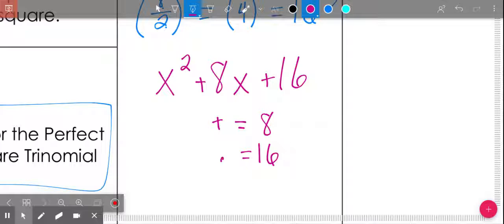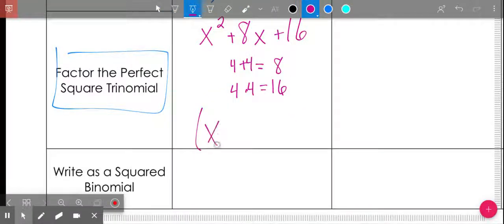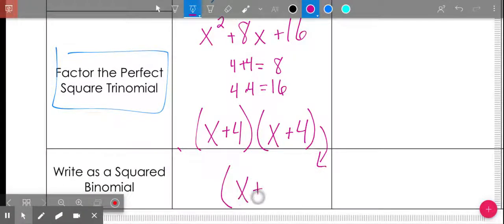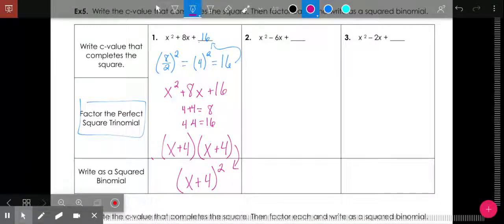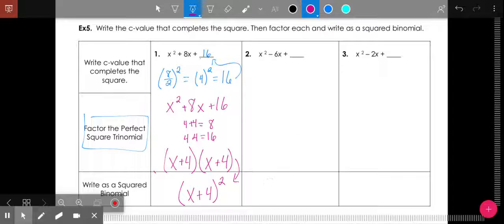Okay, hopefully you're thinking it's 4. So 4 plus 4 gives me 8. 4 times 4 gives me 16. So we're going to write this as x plus 4 and x plus 4. Anytime we have the same binomial repeated twice, we can always write it as x plus 4 squared. All right. Okay, so that's going to be our goal, to go from there to there. All right, notice there's lots of 4s, and that's okay. That's a good thing.